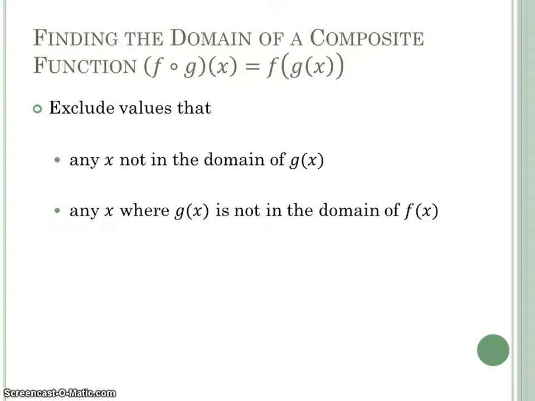And then once you figure out those, you also need to exclude any x's where g of x won't be in your domain for f. So you again need to worry about, if f is taking g and putting it into the bottom of the fraction, now what's going to make that denominator 0? Or if it's putting it into a radical, what's going to mean that I'm taking the square root of a negative?